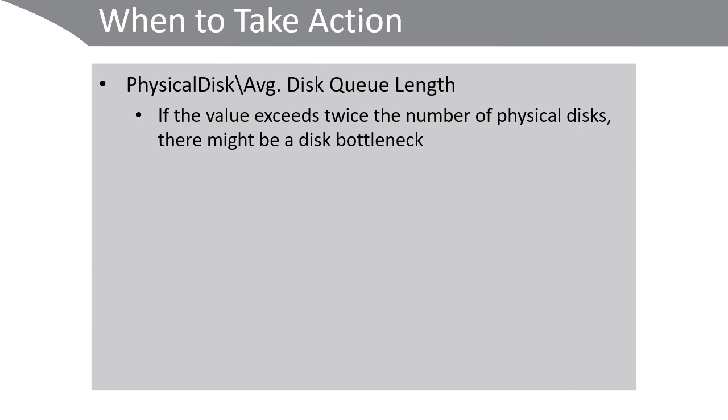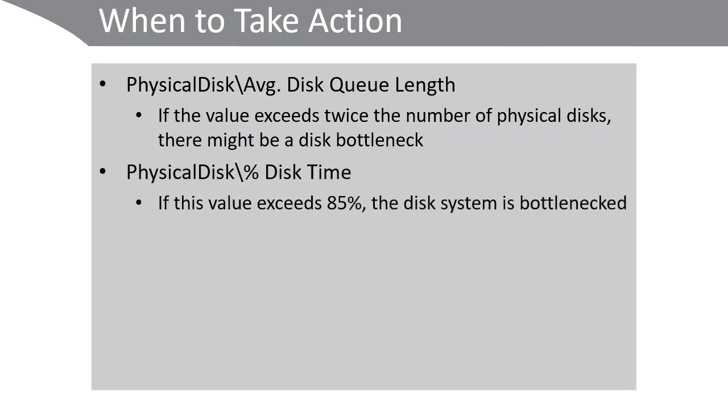Physical disk average disk queue length. If the value exceeds twice the number of physical disks, there might be a disk bottleneck. Most computers have a single physical disk, so if the average queue length is greater than 2, that may indicate a problem, especially if you combine that with a value for percent disk time exceeding 85%. So those two together can indicate a potential problem with the disk. What can you do? Well, if you're using an old technology disk with physical components that move, consider swapping for an SSD. On a workstation, that's probably the most significant thing you can do.